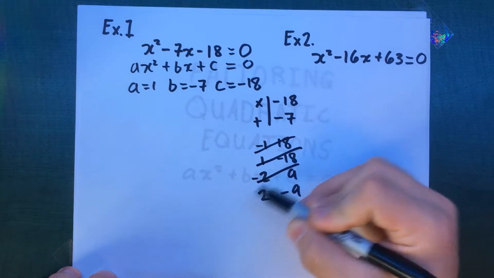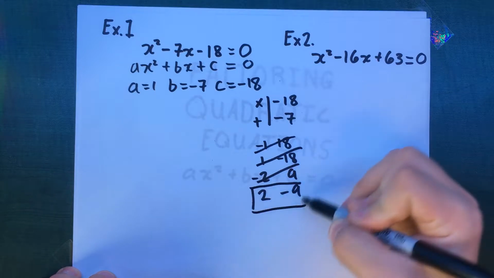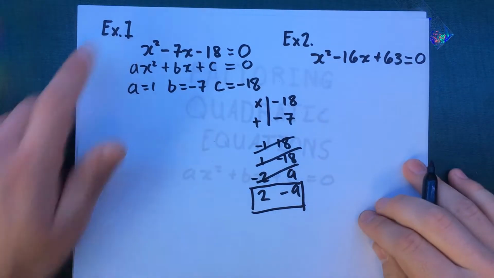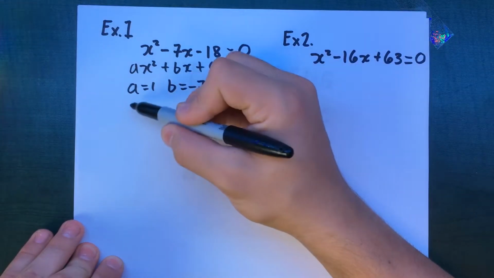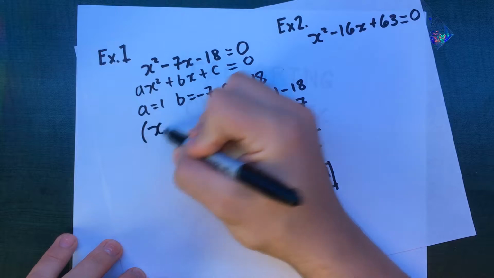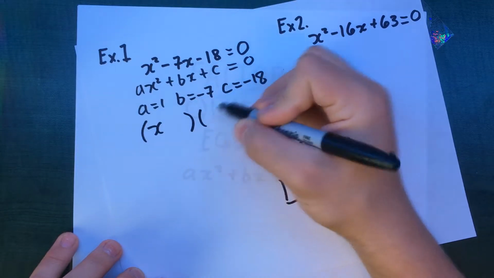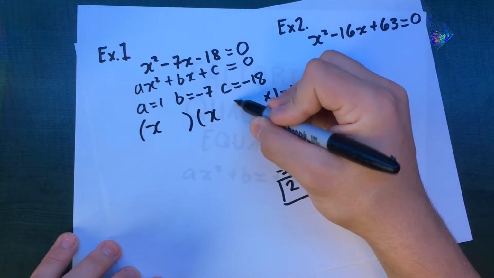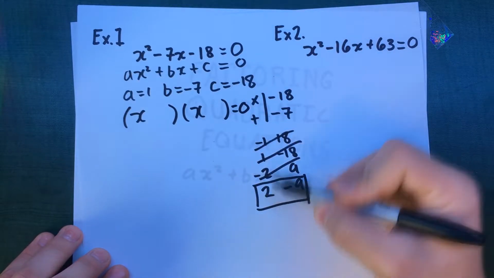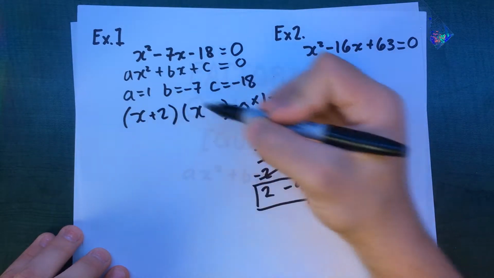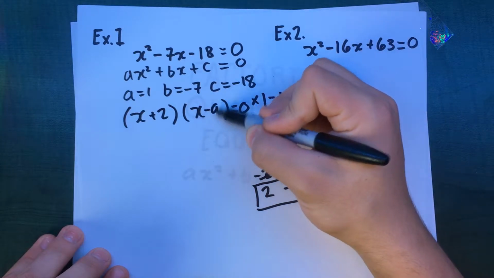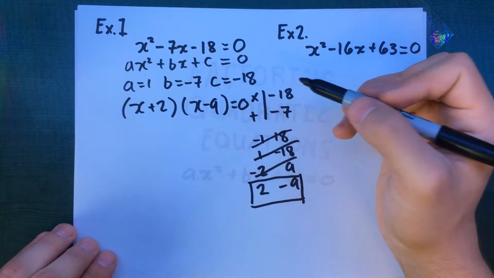So we know that these others are all wrong, and these are the factors we will use to factor this general equation. So we can put these factors into the form x plus our first factor and x plus our second factor is equal to 0. So if we put 2 in, x plus 2 times our second term, which is x subtract 9, are both equal to 0.